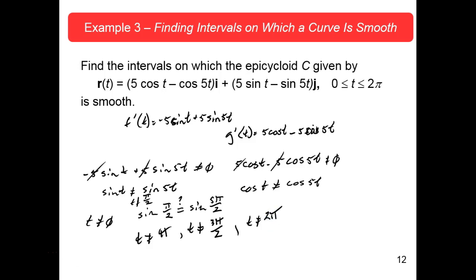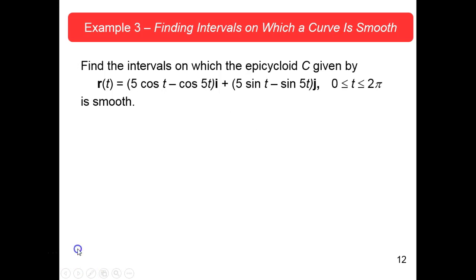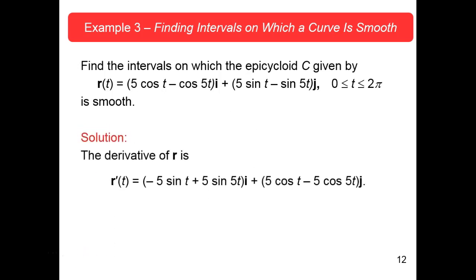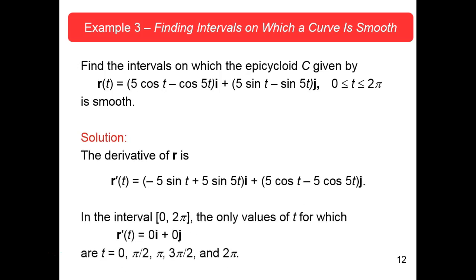Now, everywhere else it looks like it can be smooth, and indeed it is. Let me erase my scratch here and see how they do it. Derivative of this, just like we got, okay? In the interval 0 to 2 pi, the only values of t for which r prime of t is equal to 0i plus 0j are t equals 0, pi halves, pi, 3 halves pi, and 2 pi.